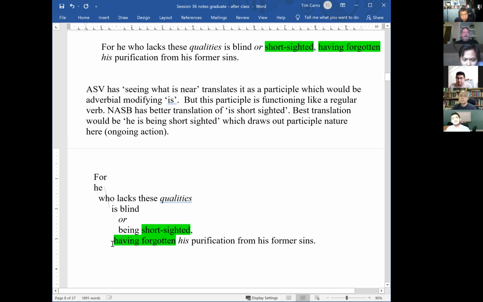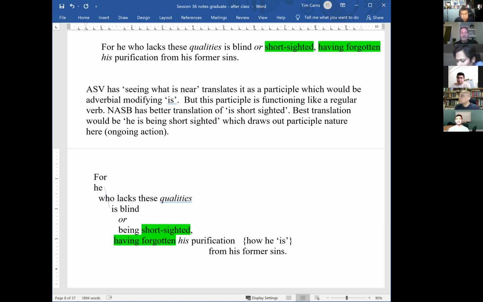Now, the next participle, having forgotten, is functioning like an adverb. There's no verb of being in front of it. It's just a regular participle. There's no article in front of it, so it's not functioning like a noun. There's no verb of being in front of it, so it's not functioning like a verb. It's our good old regular friendly participle that's functioning like an adverb or an adjective. In this case, I think it's functioning like an adverb describing how he is blind. Okay, it'll be something like this. All right, how he is blind. Okay, and how he is being short-sighted.